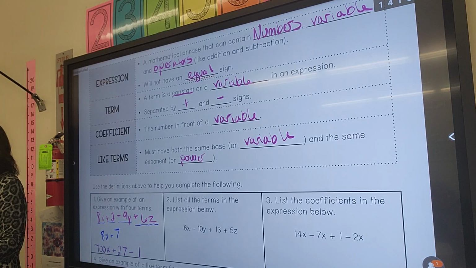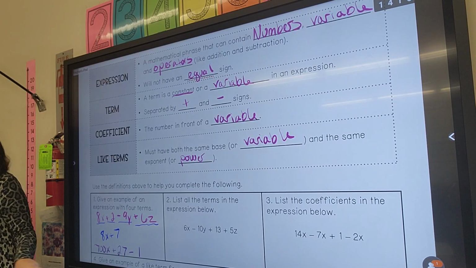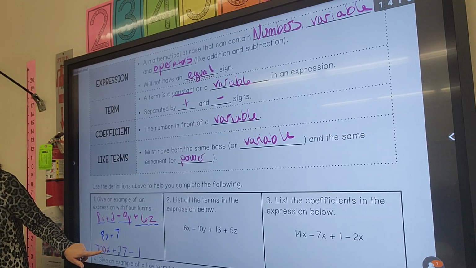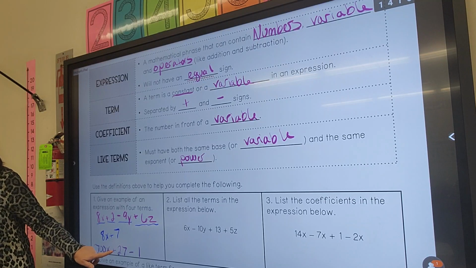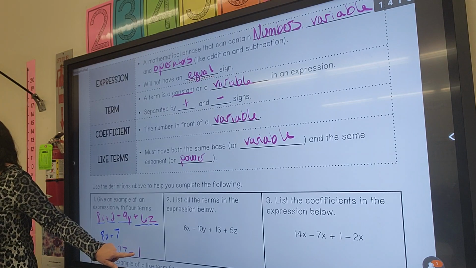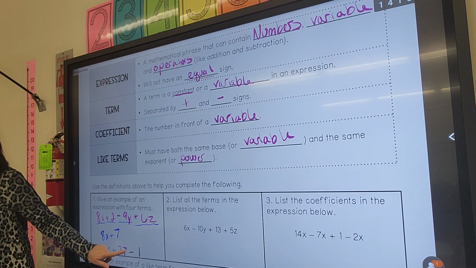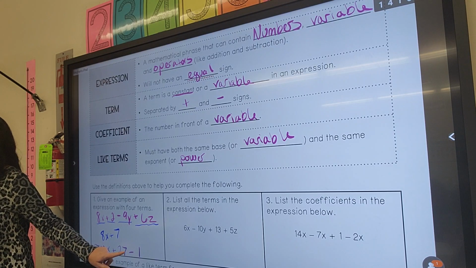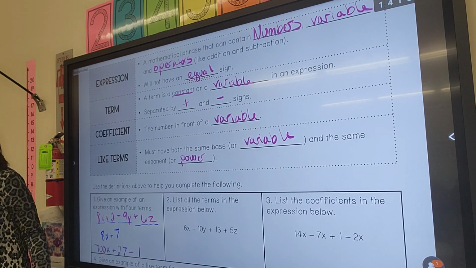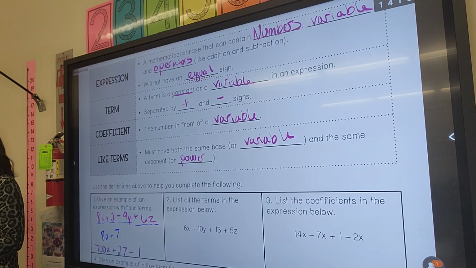That was a good example, Cameron. Do you guys see any like terms, any that we could combine there? We have an x, I don't see any more x's, but what about 27 and minus 1? Yep, those can combine, and what's 27 minus 1? 26. So that would be 26 if we combine like terms. Okay, so number 2, list all the terms in the expression below.